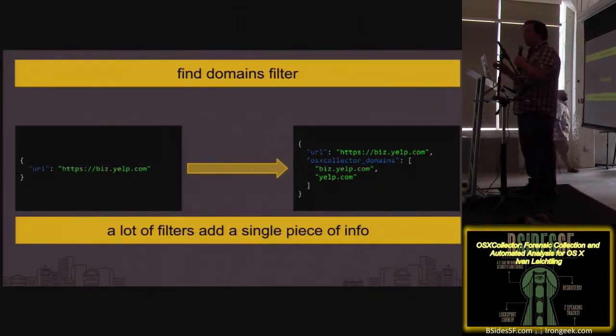And whenever we see subdomains, we add those, and then we also stem them down to the base domain, because when we look up domains later, maybe it's a new subdomain nobody knows about. Better just to say, oh yeah, biz.yelp.com, that's also yelp.com. Sometimes that's helpful.